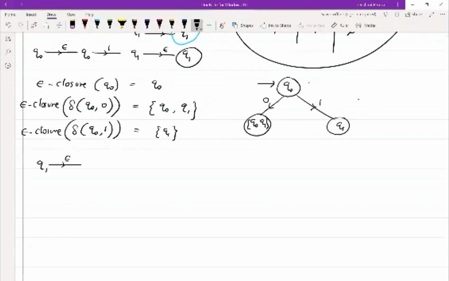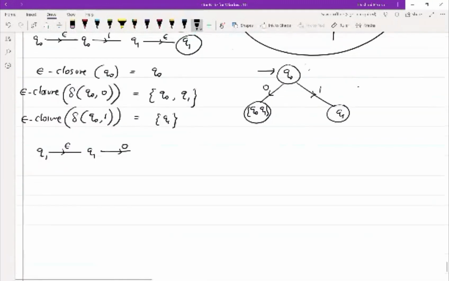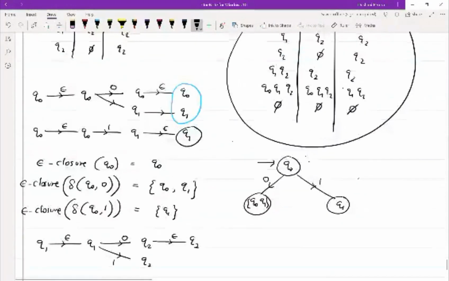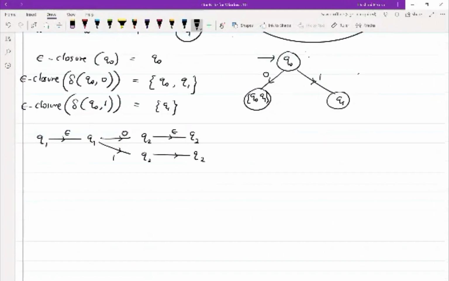Q1, when I give epsilon, when I take the epsilon closure of Q1, it's Q1. When I give 0, where do I go? I will go to Q2. Epsilon closure will be Q2. If I give 1, again I'm coming to Q2, so epsilon closure will again be Q2. Therefore I can say epsilon closure of delta Q1, 0 is Q2.